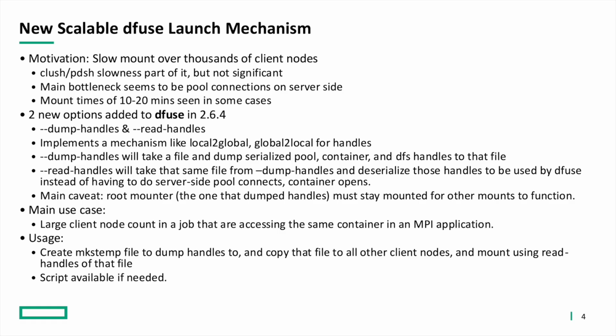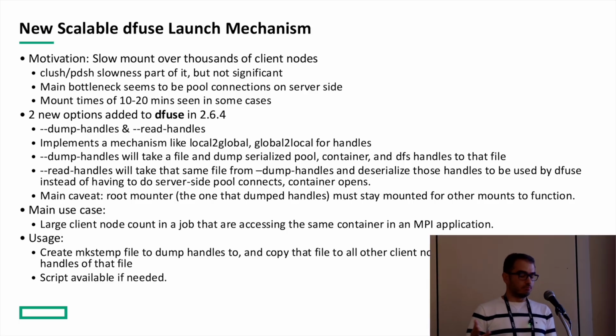So we have a new way in 2.6.4 to use local to global, global to local, similar to a collective open, a collective mount. Basically, we have one node mount dfuse and dump the handles into a temp file, and you can have other mounters read the temp file and mount dfuse themselves. The main use case is just large jobs on big clusters that are trying to mount the same container.